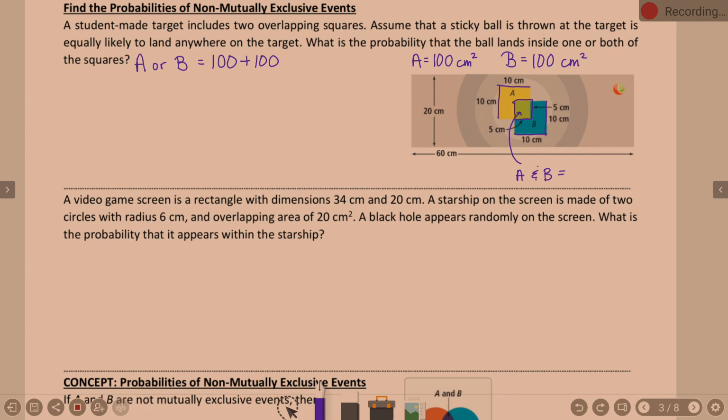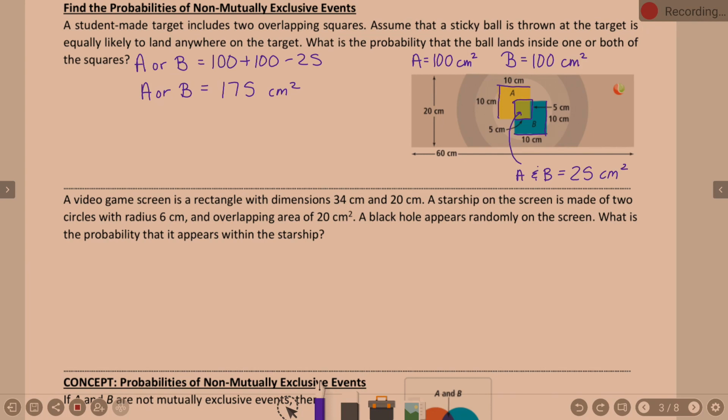That overlap of A times B is 5 times 5, which is 25, yes? So as we look at the area of landing in A or B, we've got the 100 plus the 100, but we've got that overlap of 25, so subtract off the 25. What is 100 plus 100 minus 25? Okay. So the area in terms of landing inside A or B is 175 square centimeters.